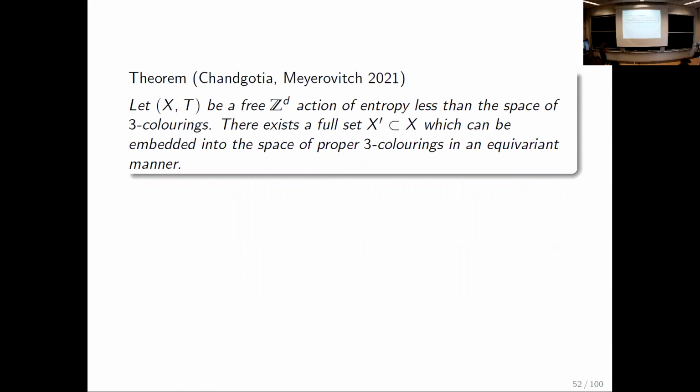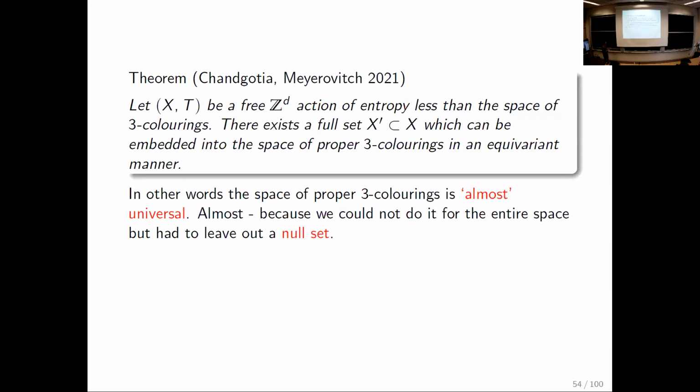And the thing which is involved, which I want you to remember, is precisely this combinatorial estimate which I spoke about. So in words of measure theory, we say that the proper coloring is almost universal, almost because of the number of possibilities, to not get rid of the null set in the statement.